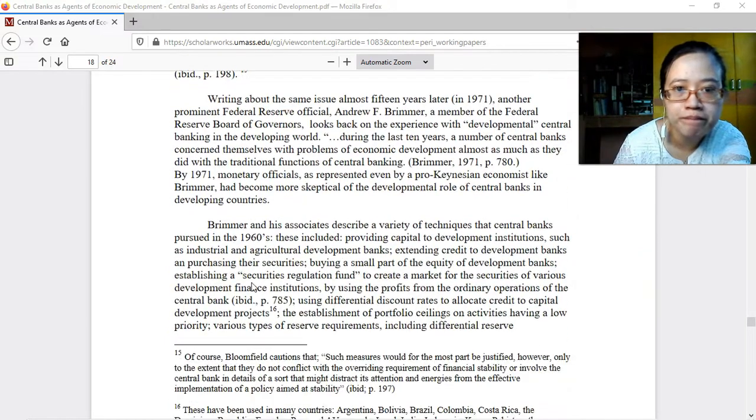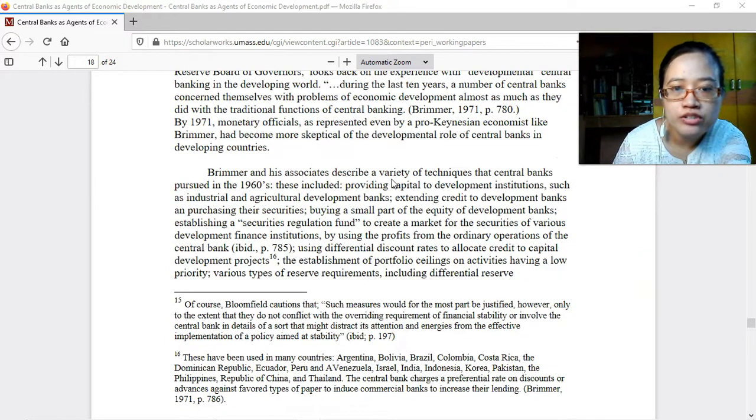I'm going to skip this one. Bremer and his associates describe a variety of techniques that central banks pursued in the 1960s. These included providing capital to development institutions such as industrial and agricultural development banks. So you have DBP for the industrial, and then you have your LBP for the agricultural, right? Extending credit to development banks and purchasing their securities, buying a small part of the equity of development banks, establishing a securities regulation fund to create a market for the securities of various development finance institutions by using the profits from the ordinary operations of the central bank.